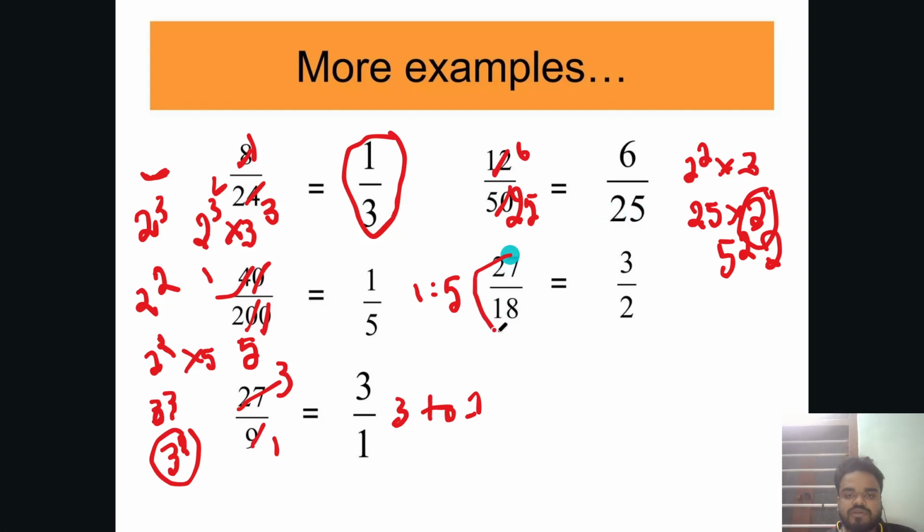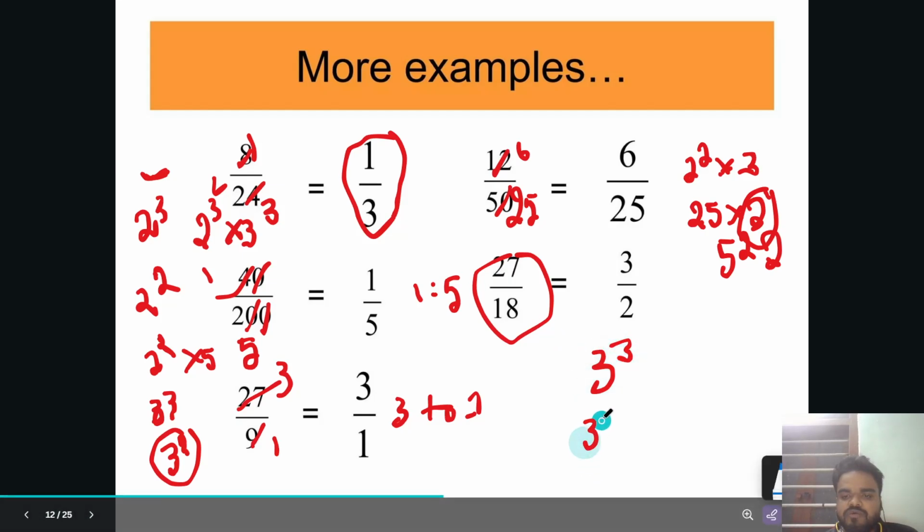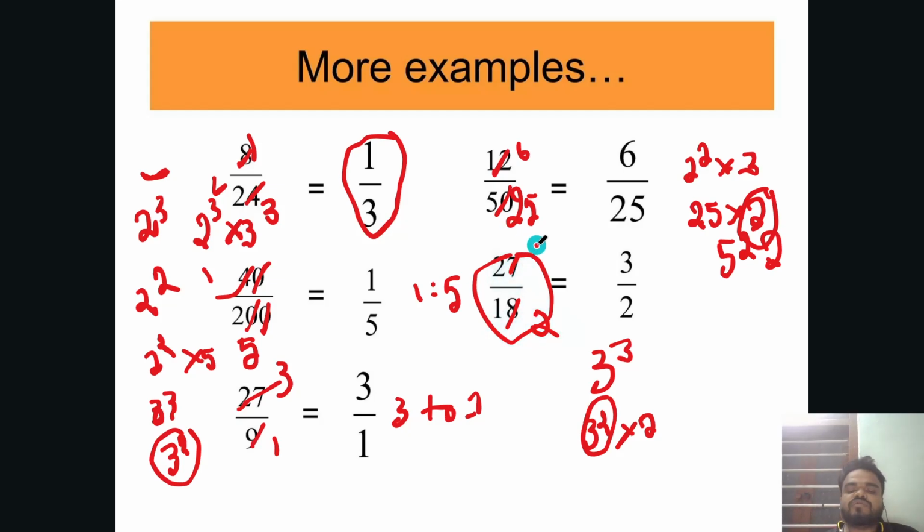One last example. 27 and 18. So find the factors first. 27, we know that already, it's 3 cube. 18, 3 square into 2. What is the common factor with least power? 3 square. So divide by 9 on both sides. 9 twos are 18, 9 threes are 27. So the fraction will become 3 is to 2 or 3 to 2 or 3 by 2. This is the simplest form of the ratio.